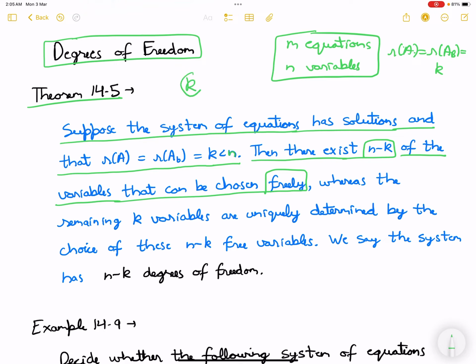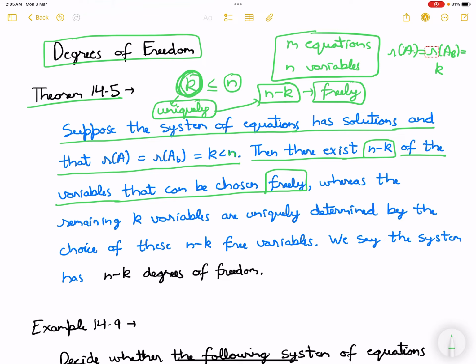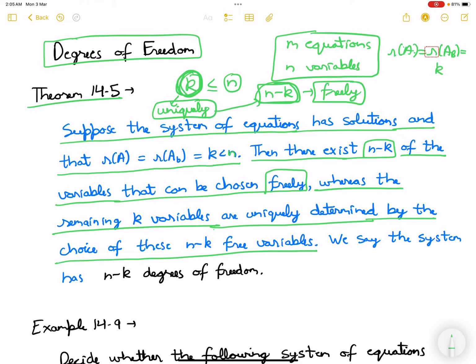अगर रैंक k आई है, टोटल वेरिएबल्स n है, where n is greater than or equal to k, then n minus k जो रिमेनिंग वेरिएबल है they can be chosen freely. उनको कुछ भी वैल्यू लोगे, the first k variables would be uniquely determined. बाकी बचे हुए उनको कुछ भी ले सकते हैं. We'll see this in the question that we'll do. Now, whereas the remaining k variables are uniquely determined by the choice of the n minus k free variables. तो जो हम फ्री वेरिएबल्स की वैल्यू लेंगे अकॉर्डिंगली ये k वेरिएबल यूनिकली डिटरमाइन होंगे.